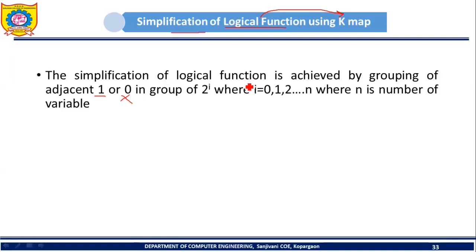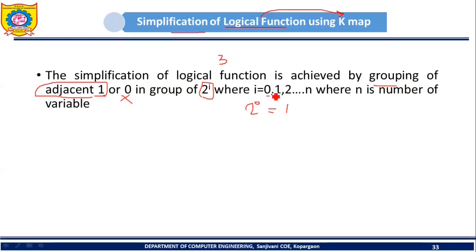So in order to simplify a logical function, we have to make groups. Group of what? We have to make groups of adjacent 1. In one group, how many 1s should be present? 2 raised to i. Here, what is i? i is a number which will vary from 0 to n, where n is the number of variables. The initial value of i can be 0. When the value of i is 0, 2 raised to 0 means 1. That indicates that in a K-map we can make a group of a single 1. So in one group we can have a single 1.